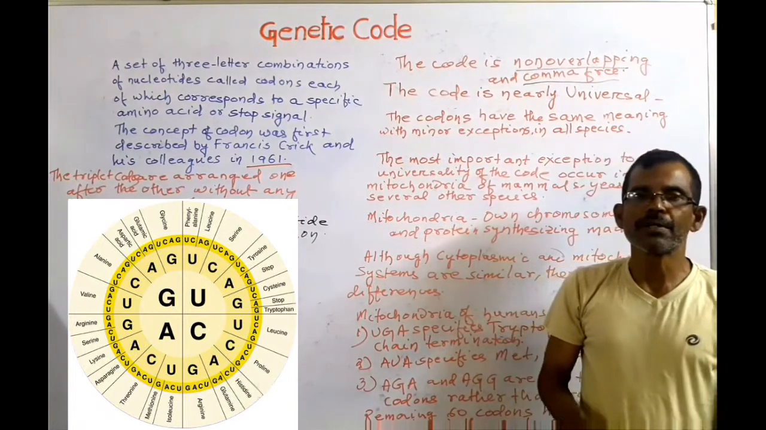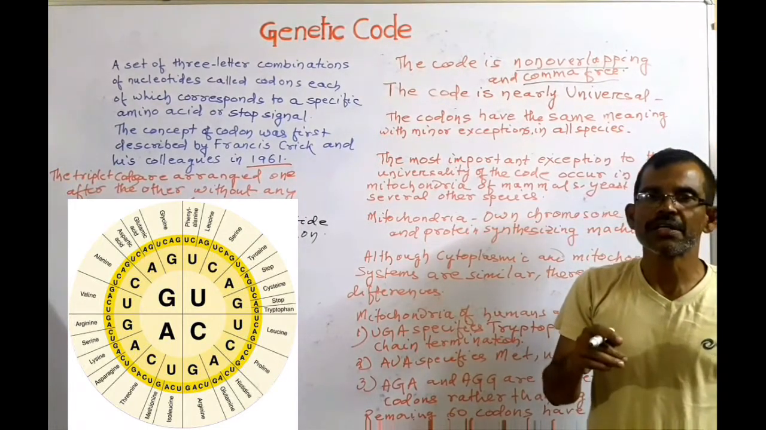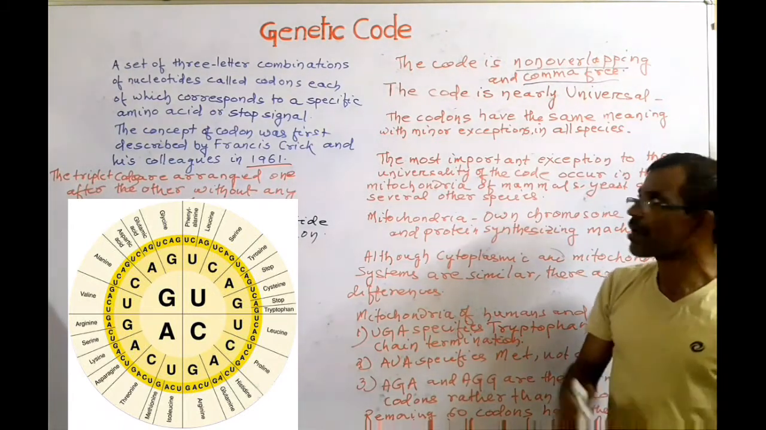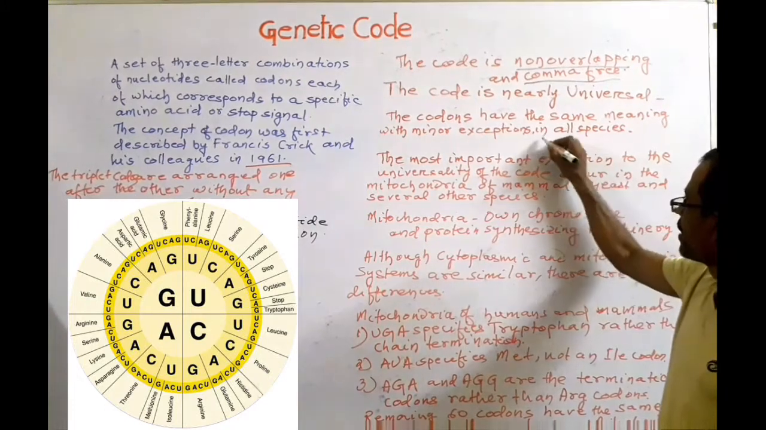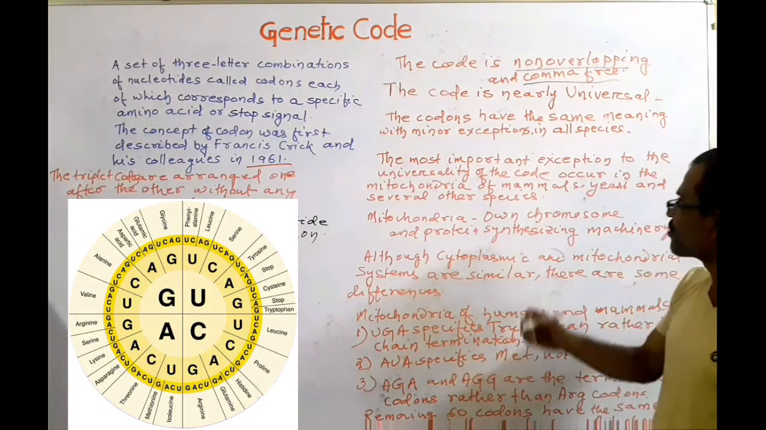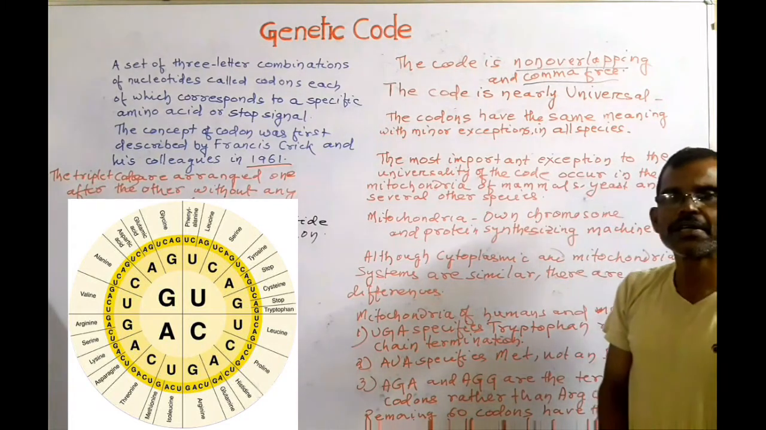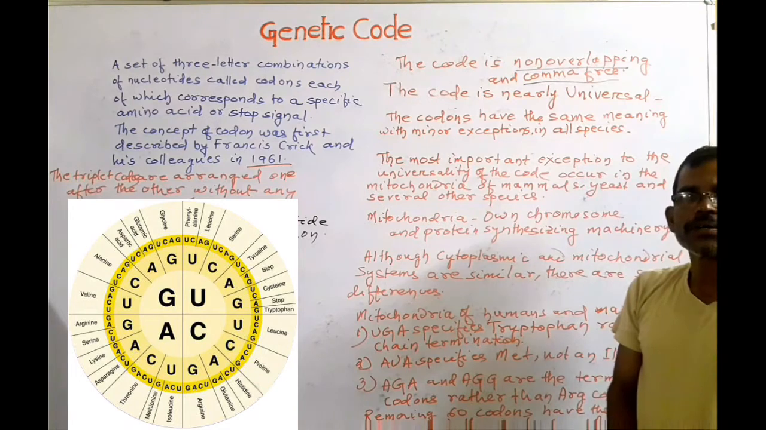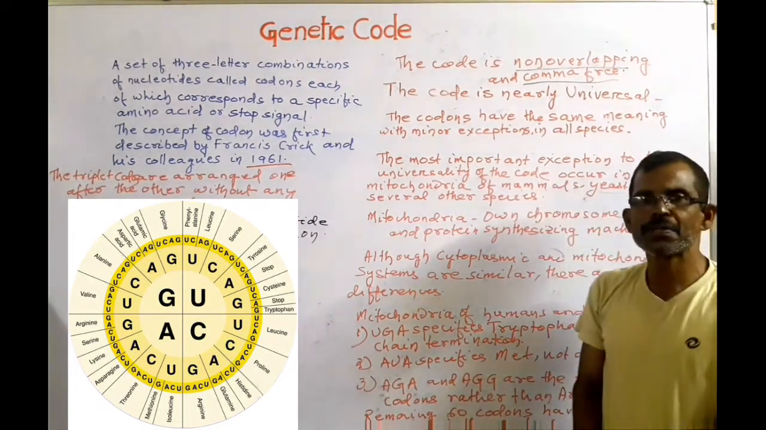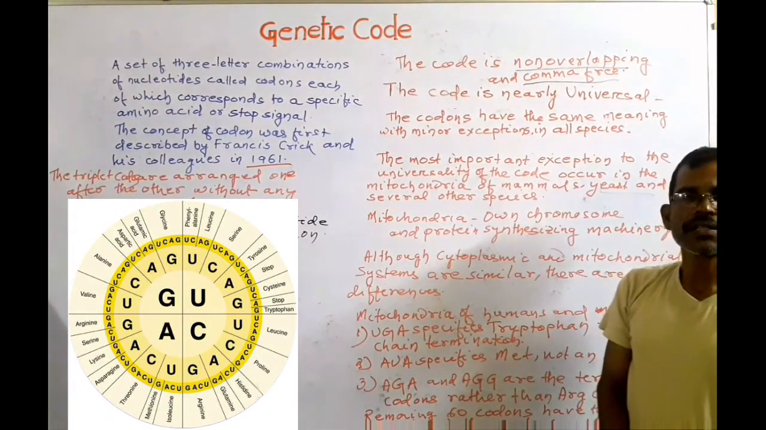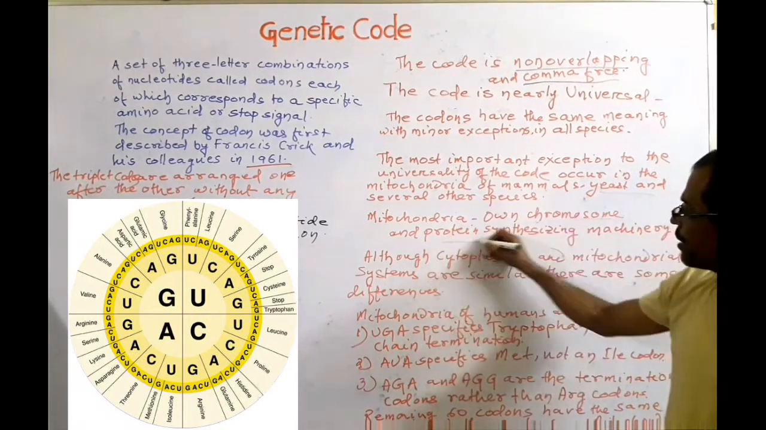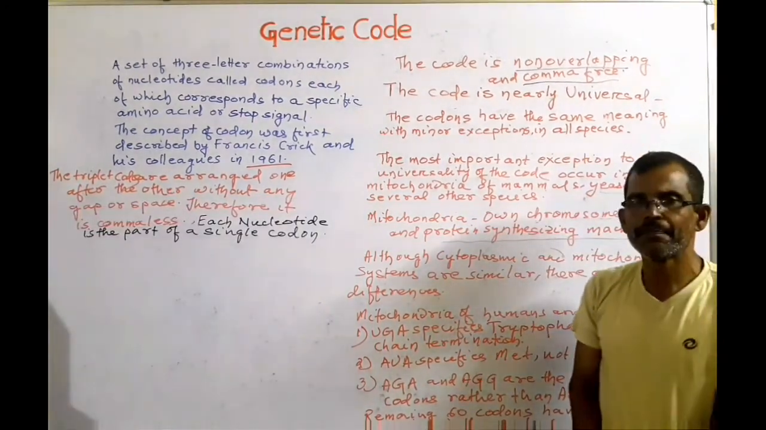The most important property of the genetic code is its universality. With minor exceptions, the codons have the same meaning in all species. The most important exceptions to the universality of the genetic code occur in the mitochondria of mammals, yeast, and several other species. Mitochondria are semi-autonomous organelles. They have their own chromosome and protein synthesizing machinery.